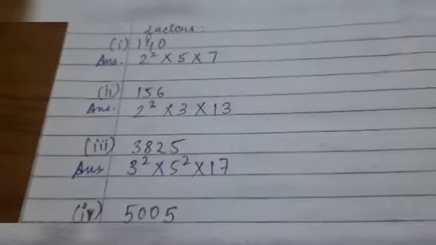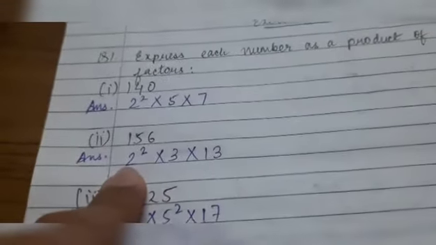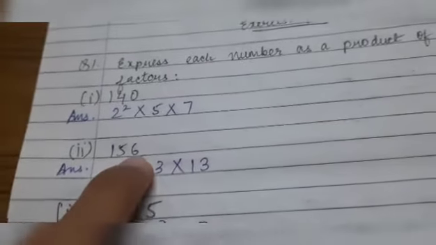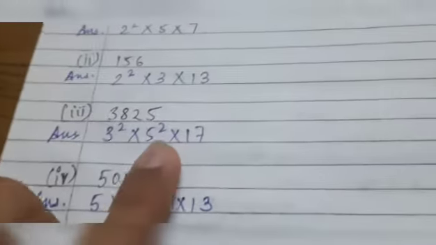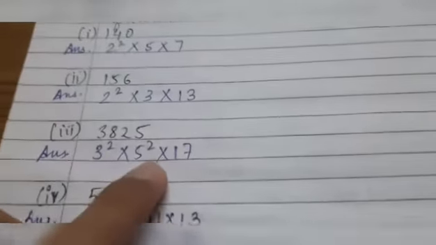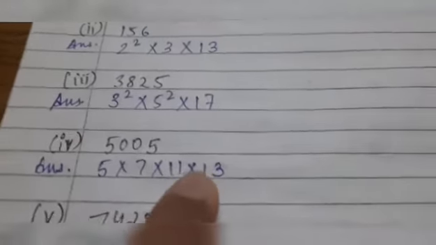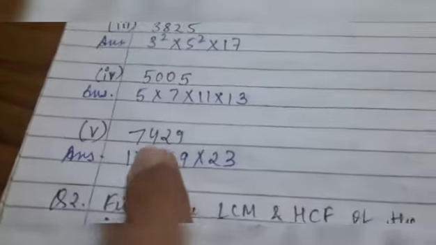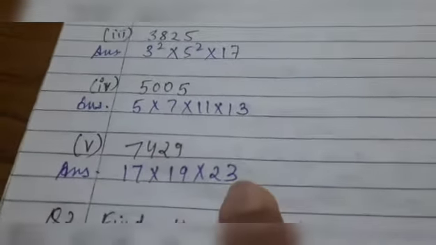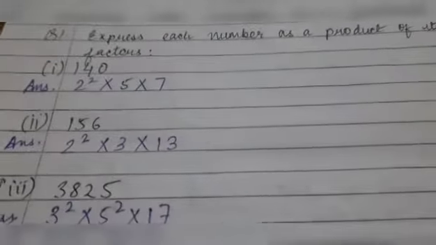Next is 156. How can you express 156? You can write it as 2 square into 3 into 13. 2 into 2, 4, into 3 into 13 would give you 156. Next is 3825. This is 3 square into 5 square into 17, which means 9 into 25 into 17 will give you this. Next, 5005. It is 5 into 7 into 11 into 13. If you multiply, you will be getting 5005. 7429: 17 into 19 into 23 is your correct answer. In this manner, you can easily factorize it using the prime factorization method.